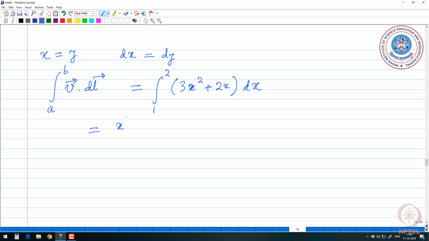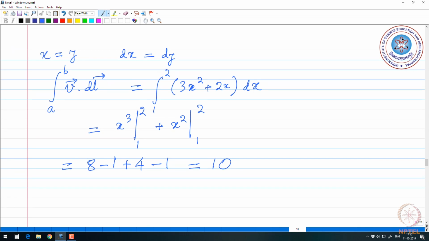This will become x cubed, the limit being 1 to 2, plus x square, the limit is 1 to 2, that is 8 minus 1 plus 4 minus 1 equals 10. So, we can see that the integral along the black path is 11 and along the blue path is 10.